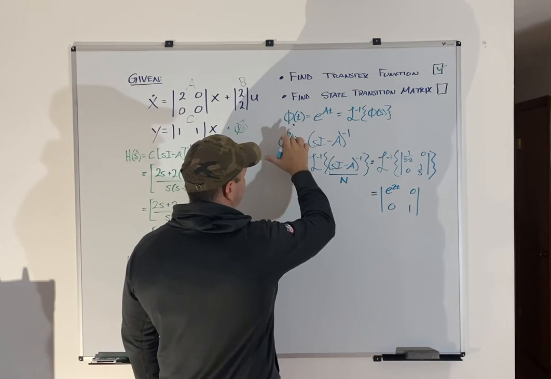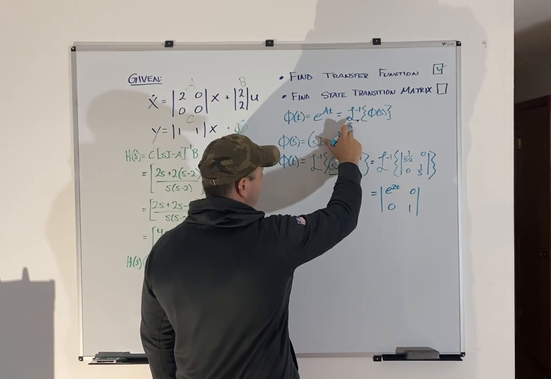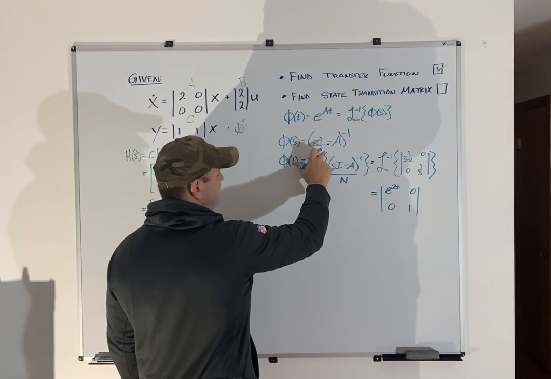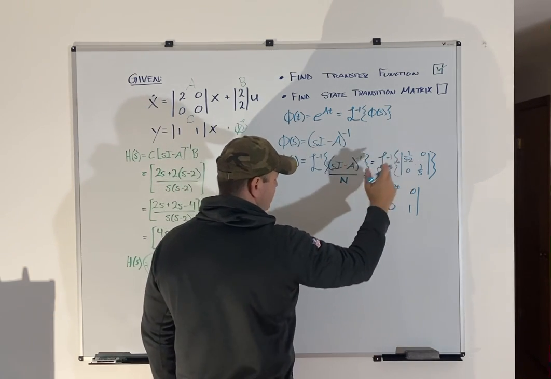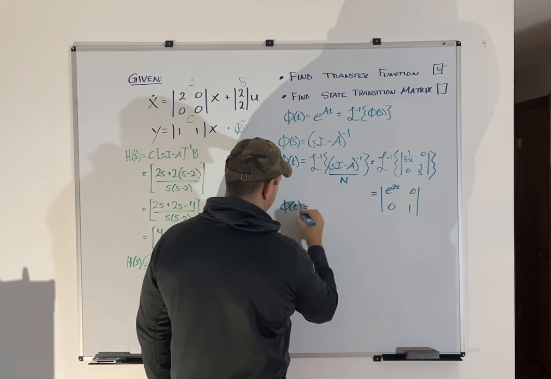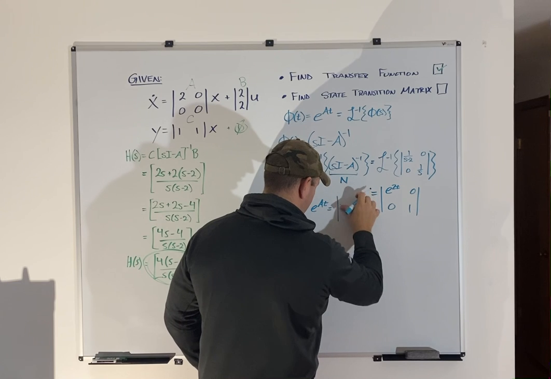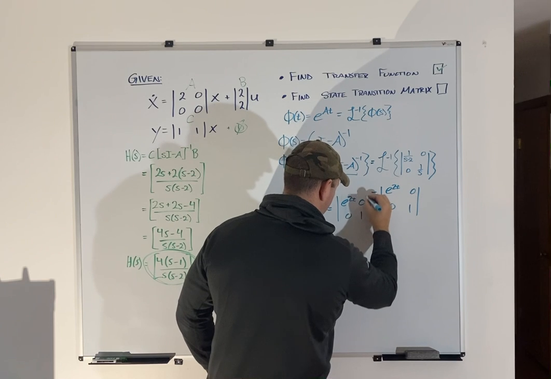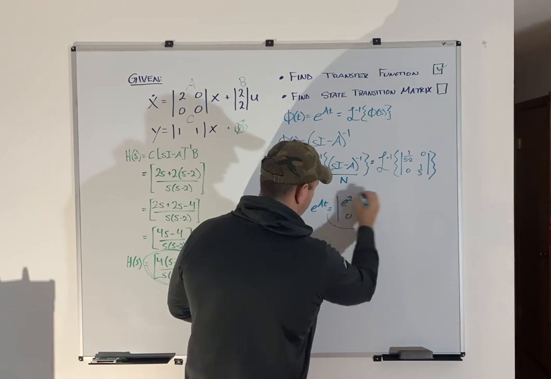Therefore, state transition matrix phi of t equal to e to the At equal to the inverse Laplace transform of phi of s, where phi of s is equal to the inverse of sI minus A. We called sI minus A N. We solved for the inverse of N, and now we're taking the inverse Laplace transform. We wind up here saying that our state transition matrix, e to the At, is equal to [e to the 2t, 0; 0, 1]. There's your state transition matrix.